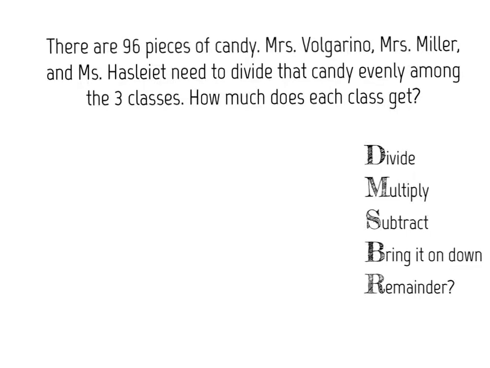Okay, so we're going to start with our dividend. Okay, this is our bigger number in the problem that we are going to divide. Okay, then we have a divisor. This is going to be our smaller number in the problem, the number of groups we're trying to divide into. So we're taking 96 and dividing that into three groups.